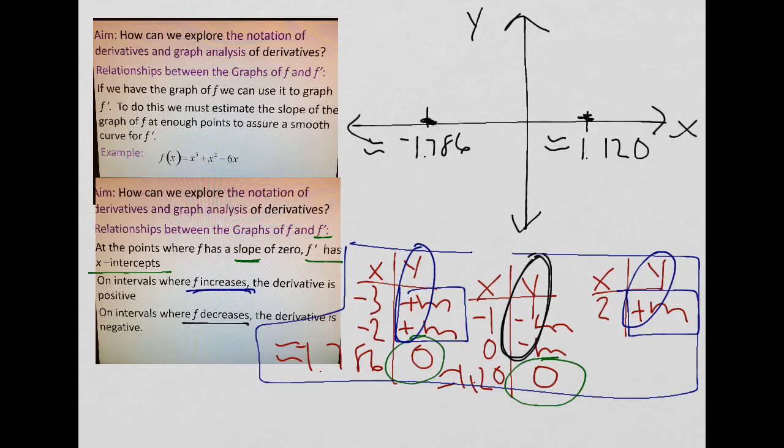All right, our y values have to be positive before our negative 1.786, because that's what's going on here. Okay, so our y values are positive up above the x-axis. So we put a dotted or dashed line or curve there. Between our negative 1.786 and 1.120, our slopes were negative. So that means our y values are negative. I'm going to, again, put in a curve dotted or dashed here to my point.